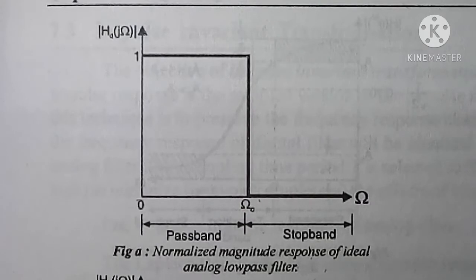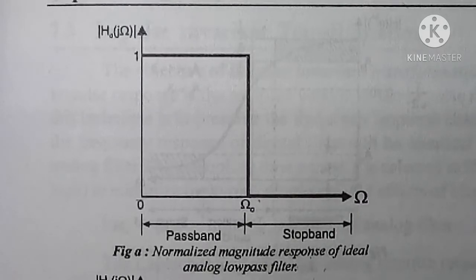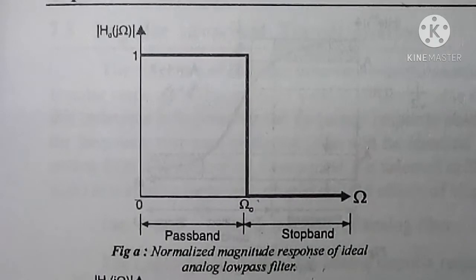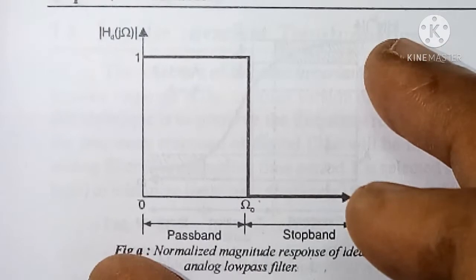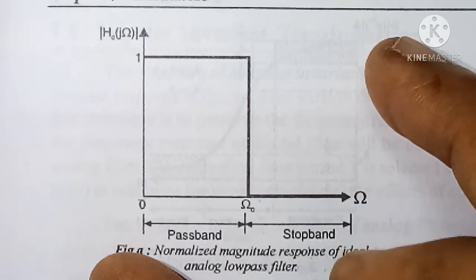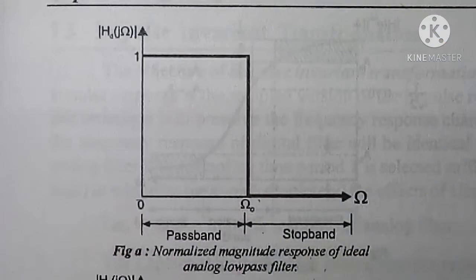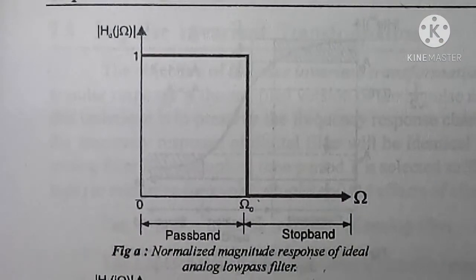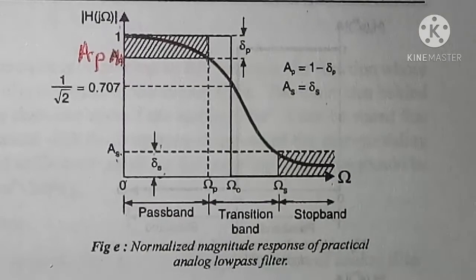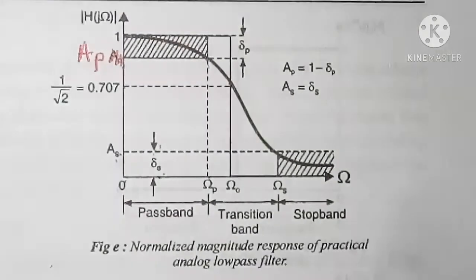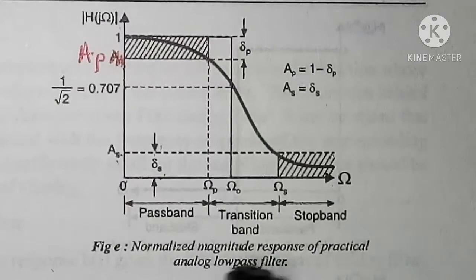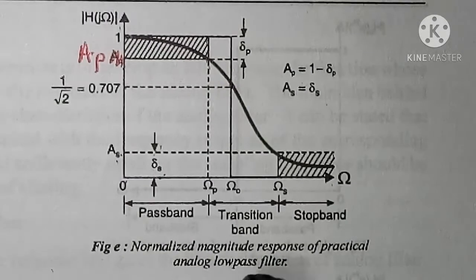But obtaining such filters is not possible practically. When we design a filter and implement it, the frequency response of that filter will not appear exactly like the frequency response that you are seeing here. It will be something different. And what is that? Now we will see it. Here is the normalized magnitude response of a practical analog low pass filter.